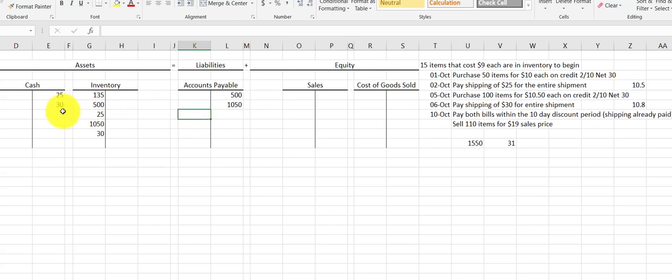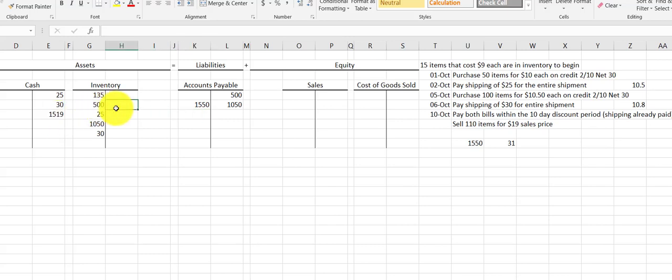So we're going to pay not $1,550, but we're going to pay cash of $1,519, which is 1550 minus 31. We're going to pay the cash. We're going to debit 1550 to the accounts payable, because we're going to make all the accounts payable go away since we're going to pay all our bills.